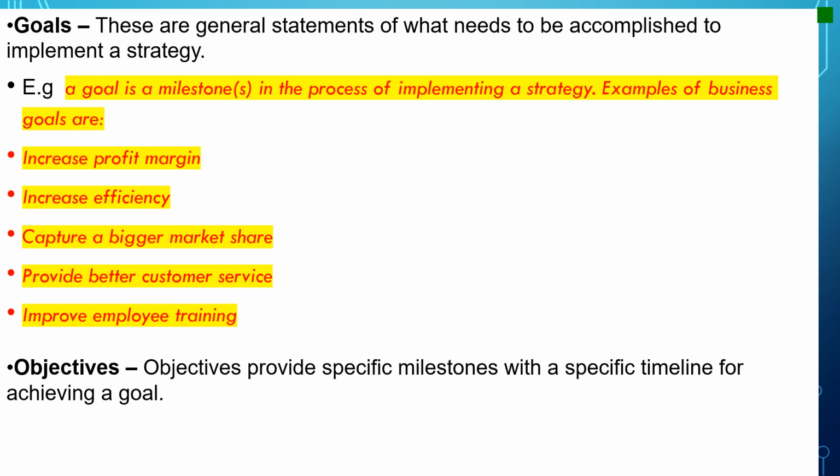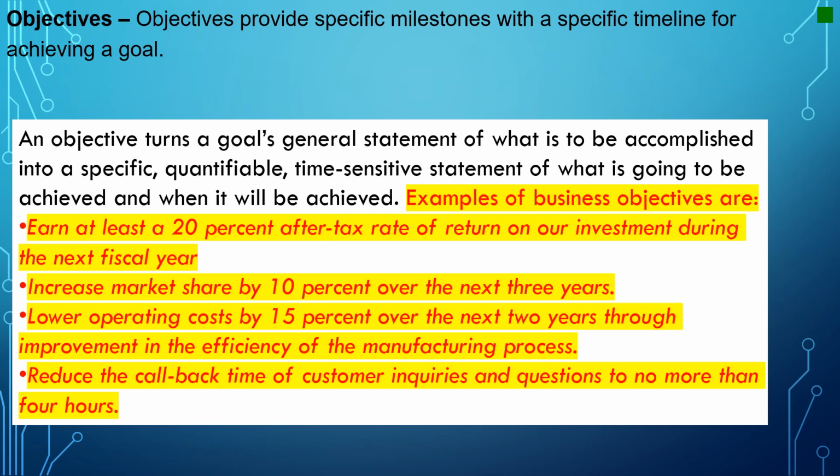Then with objectives, objectives provide specific milestones, specific targets with a specific timeline for achieving a given goal. An objective turns a goal's general statement of what is to be accomplished into a specific, quantifiable, time-sensitive statement of what is going to be achieved and when it will be achieved. Let's look at some examples of business objectives.